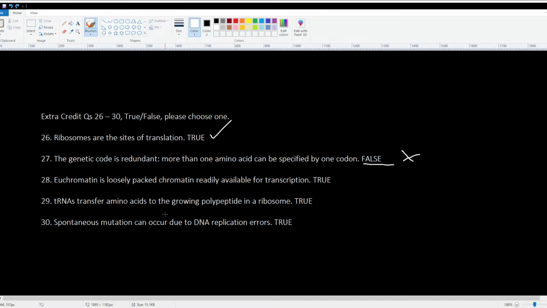So number 28, euchromatin is loosely packed chromatin readily available for transcription. That is true. Now, what is euchromatin? Eu means true or pure or whatever. So euchromatin would have to mean that the chromatin is already available for transcription. That's essentially what that means.